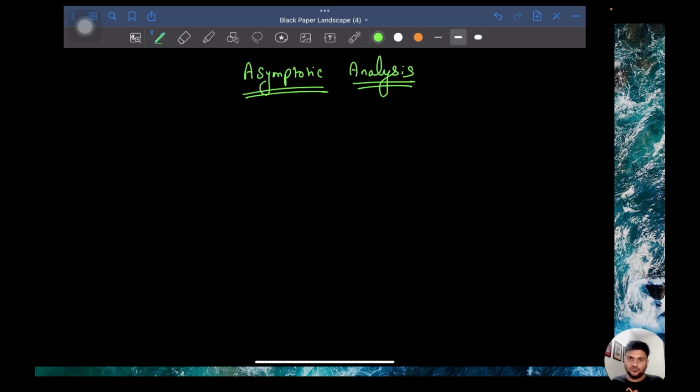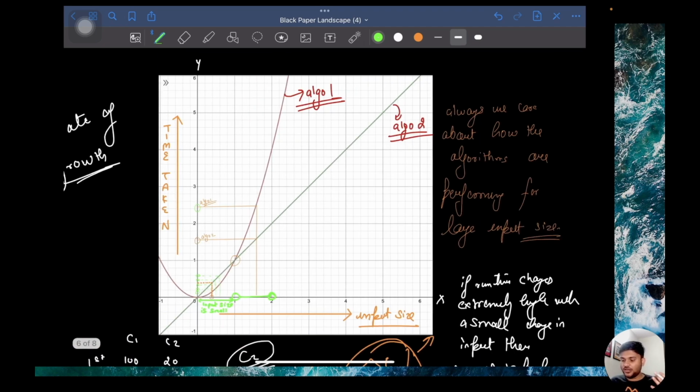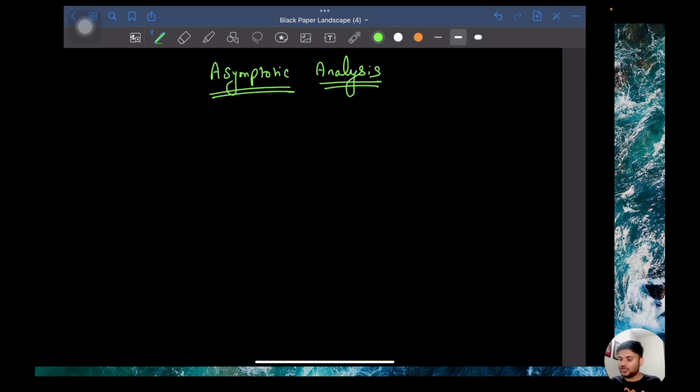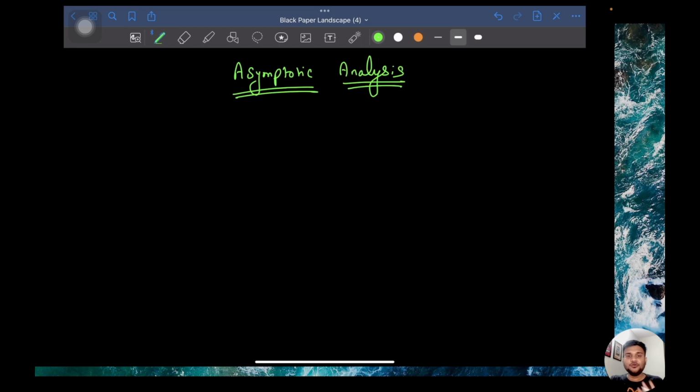It is independent of the hardware. It is independent of the CPU conditions that you are going to run your algorithm on. Instead, it judges the algorithm based on the rate of growth and how the algorithm performs for very high input. That's what we are going to do in asymptotic analysis.